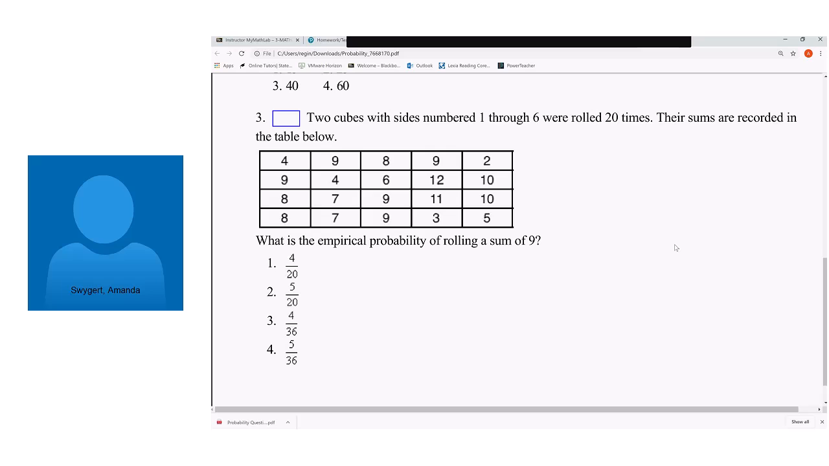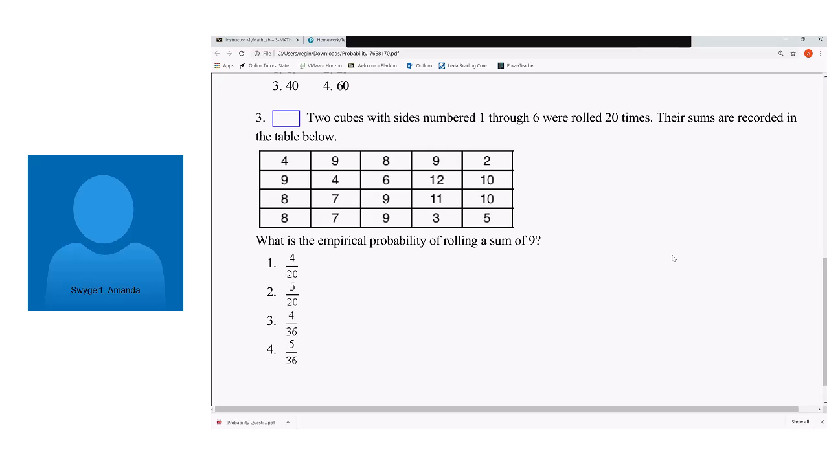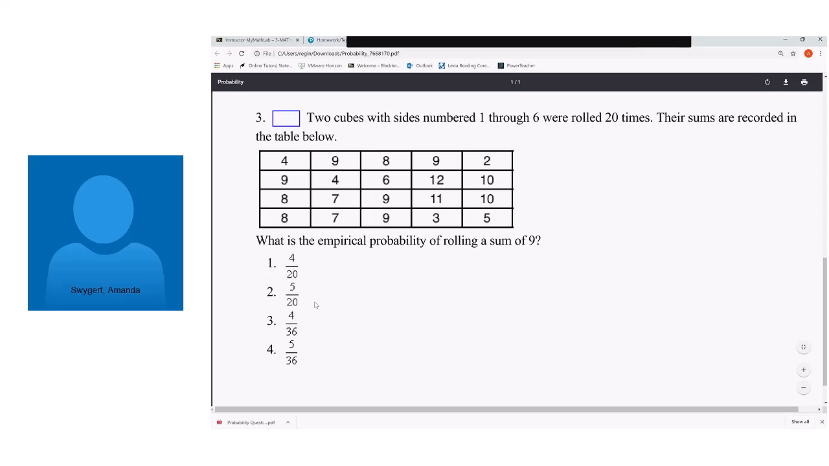If you actually did this trial, they want to know how many times you got a sum of 9 and what's the probability of that happening. So I need to figure out the total number. Well, that's 20 because there were 20 different times that they did this. So 20 is going to be my denominator. For the empirical probability of rolling a sum of 9, I need to see how many 9s occurred. If I go through the table, we have 1, 2, 3, 4, and 5. I think I got all of them. So 5 times, when they did the trial, they got a sum of 9. That means my probability would be 5 out of 20. And 5 out of 20 is listed as choice 2.